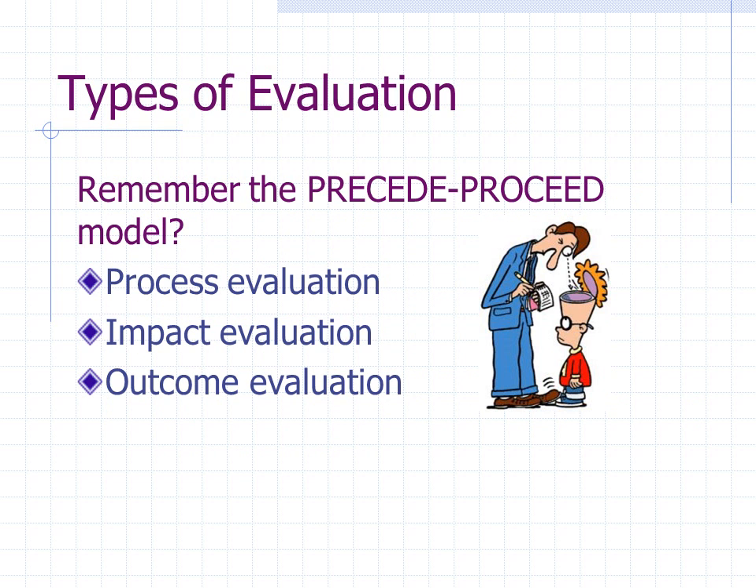All right, and if you remember back to the PRECEDE-PROCEED model, that fairly involved program that had 9 steps to it, there were steps that took place before actual program implementation. That was the PRECEDE portion, and then there were things that happened after the program was implemented, and that was the PROCEED part of the model. And then the last 3 steps of that, steps 7, 8, and 9, all had to do with evaluation. And so it was process evaluation, impact evaluation, and outcome evaluation.